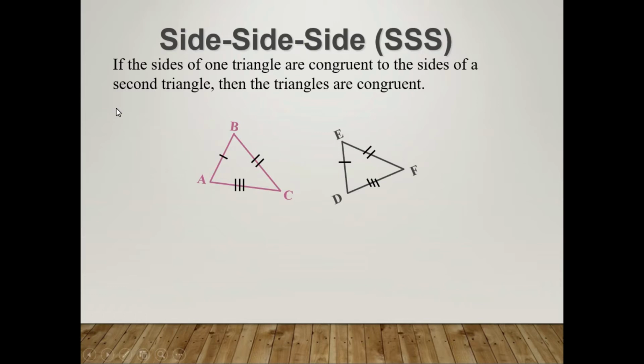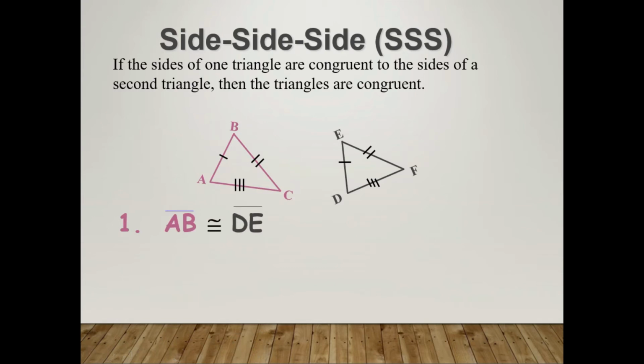It means that if the sides of one triangle are congruent to the sides of the second triangle, then the triangles are congruent. So let us have an example. So let's say we have this given figure, or the first triangle ABC and for the second is triangle DEF. Now, based from the markings, let us name the three sides that are congruent in this given.